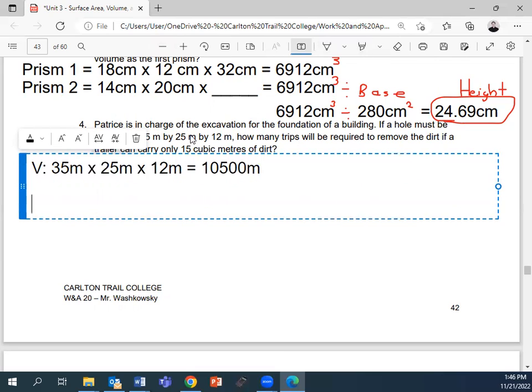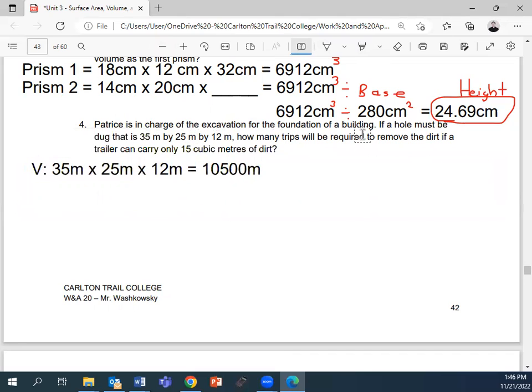So to figure this question out, she's in charge of excavation for the foundation of a building. I have a big hole here. Let's figure out the volume of that hole. I want to know how many trips it takes to remove the dirt from this, and this trailer can only take 15 cubic meters of dirt. So all I need to do is take how many cubic meters of dirt I have and divide it by how much dirt I can take per trip. By 15. 700. It takes 700 trips. That's it.